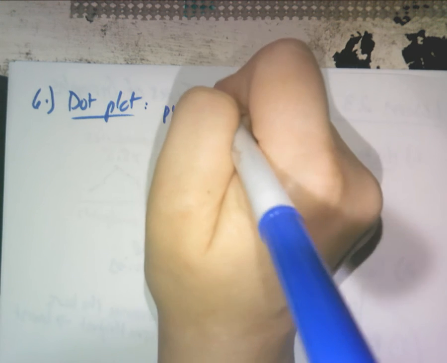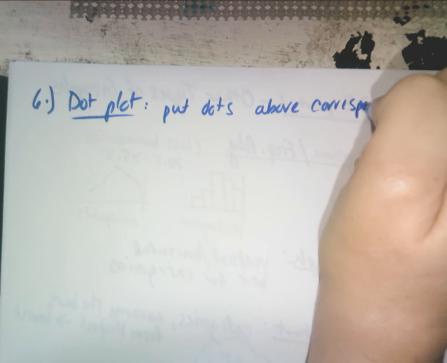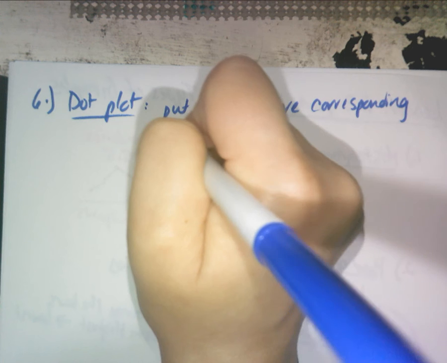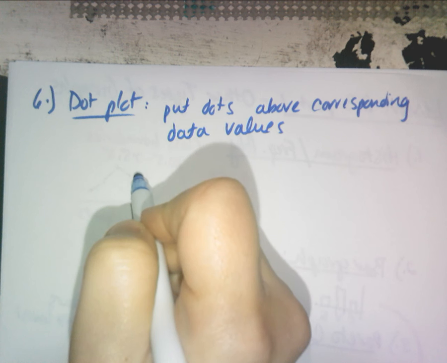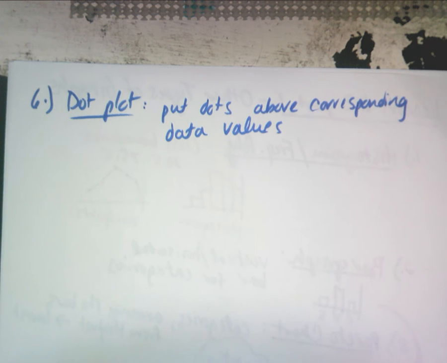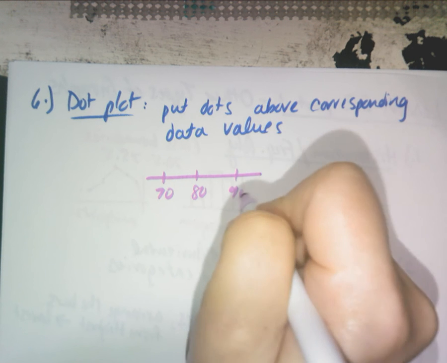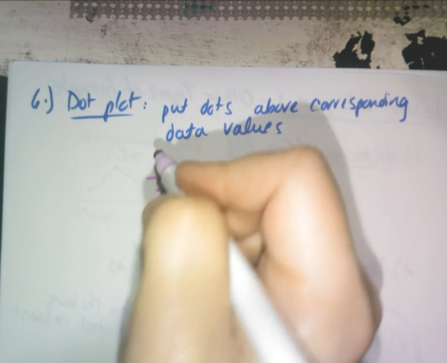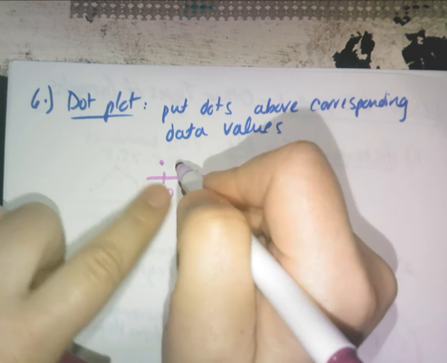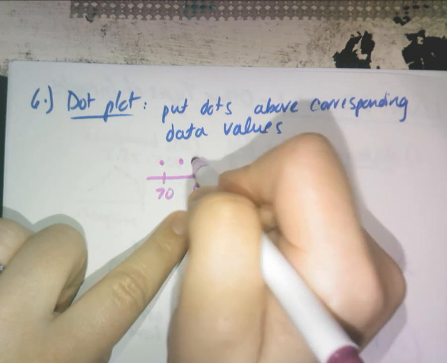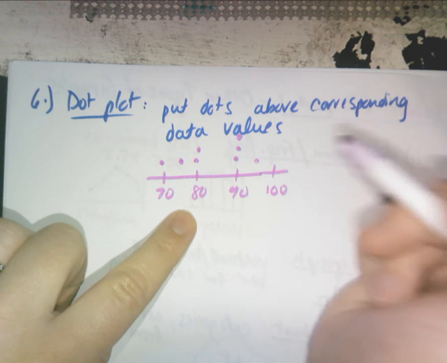It puts dots above corresponding data values, I should say. So it's something like this. Let's say your grades in class were 70, 80, 90, and 100. You would put dots for however many people got each grade. One person got a 70, one person got a 75, two people got 80, three people got 90, one person got a 95, like that.